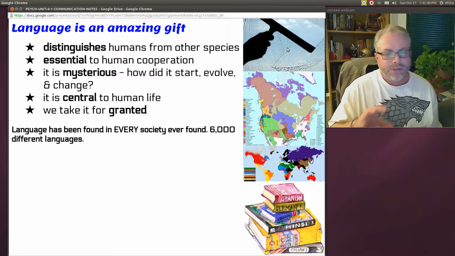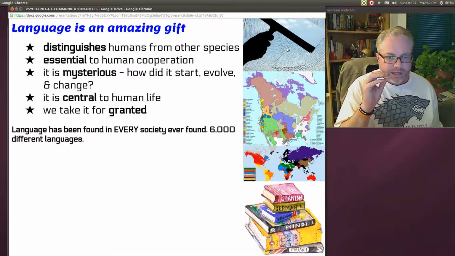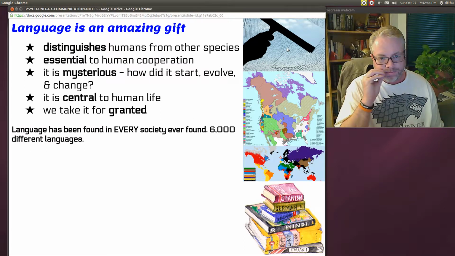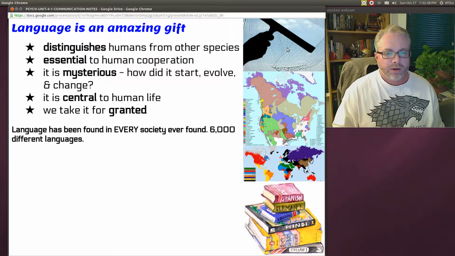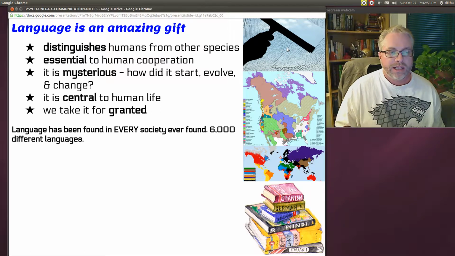In the two maps there on the side, you've got the indigenous peoples of North America. So those are each of those places that you see with a color area. Those are different areas where unique languages were spoken.